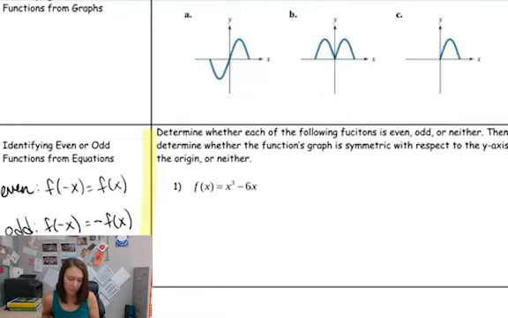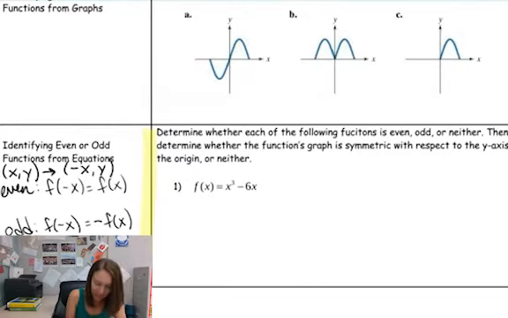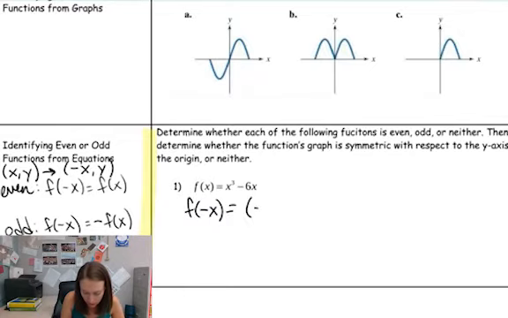So an even function, remember, if I have the point (x, y), I'm going to have the point (-x, y). So if I negate the x, the y stays the same. What I have here in function notation is f of negative x. So if I replace x with a negative x, it's going to be the same as the original value because the y's stay the same. So what I can do is find f of negative x. I'm going to have negative x cubed minus 6 times negative x.